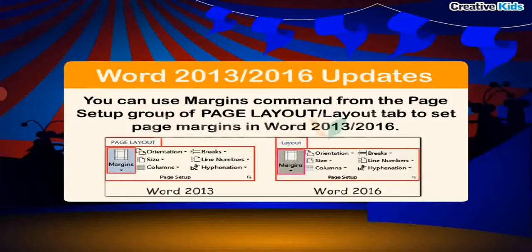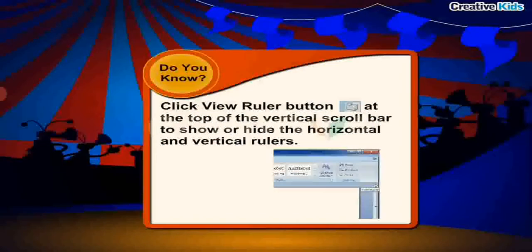Word 2013 or 2016 updates. You can use margins command from the page setup group of page layout or layout tab to set page margins in Word 2013 or 2016. Do you know? Click View Ruler button at the top of the vertical scroll bar to show or hide the horizontal and vertical rulers.